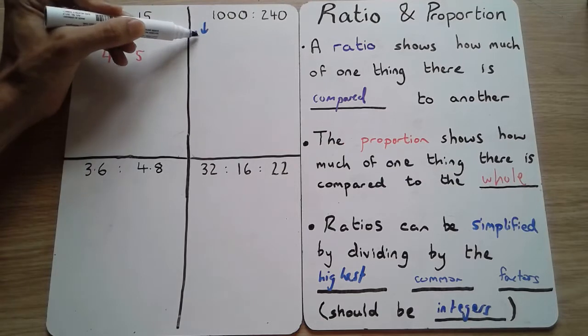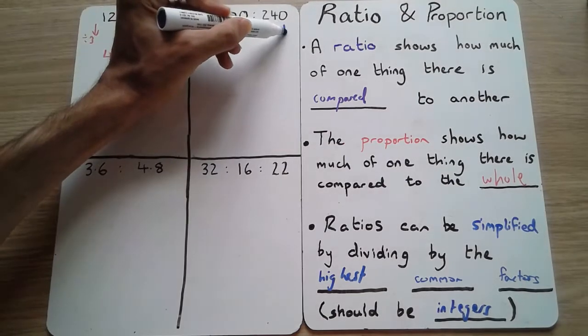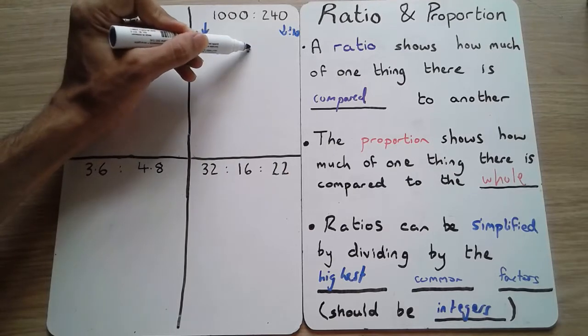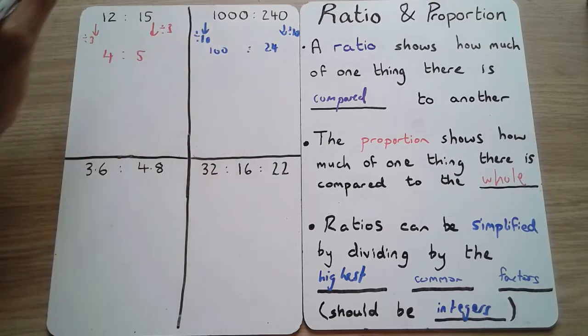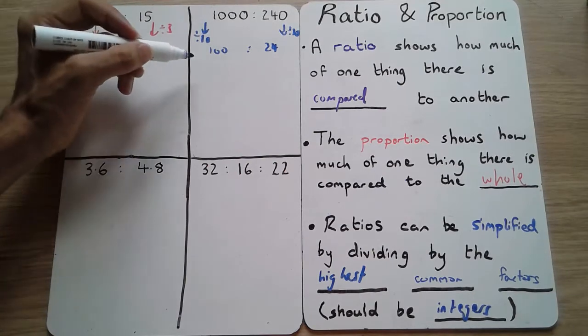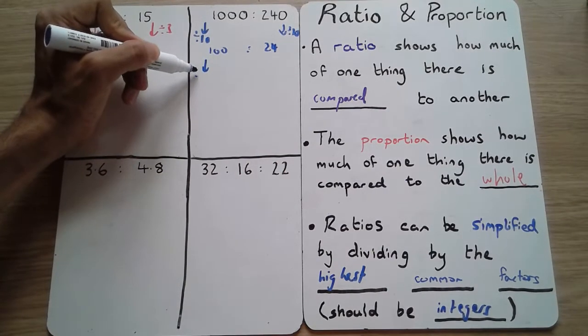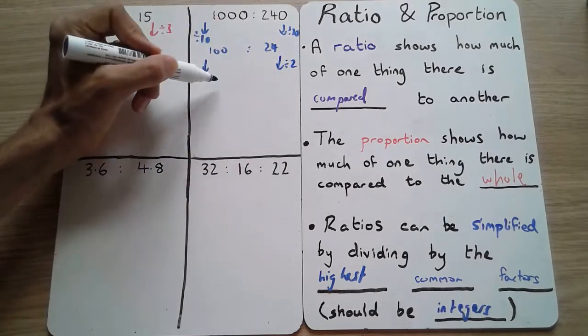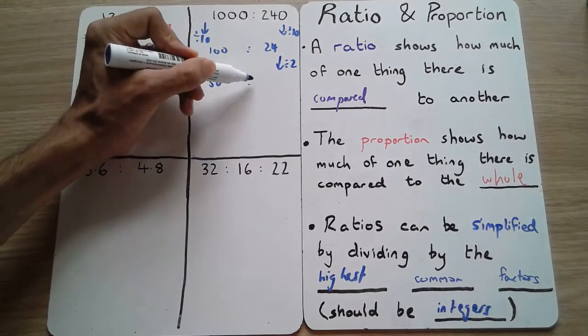If we divide by 10 and divide by 10, we end up with 100 to 24. Now 100 and 24 are both divisible by 2, so we can divide both of these by 2. Now some of you may see there are bigger numbers which we can divide by, and that's fine. But dividing by 2 gives us 50 and 12.